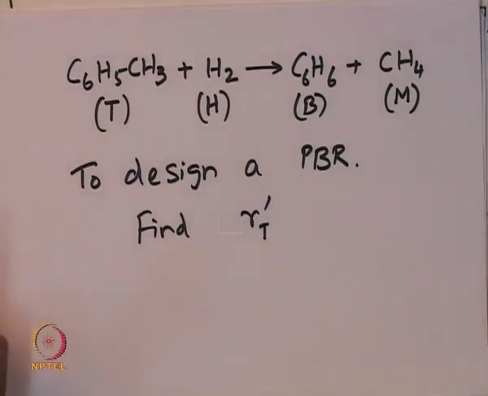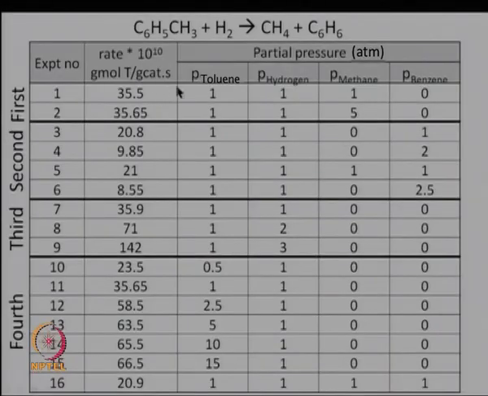Okay. So, in order to achieve this objective, let us start with the experimental data. There have been experiments performed under different conditions and different partial pressures of these different species, toluene, hydrogen, methane and benzene, and different combinations. Various experiments have been performed and the rate in terms of gram mole of toluene per gram catalyst per unit time has been measured. So, there are 16 experiments and you could actually classify them into 4 different sets.